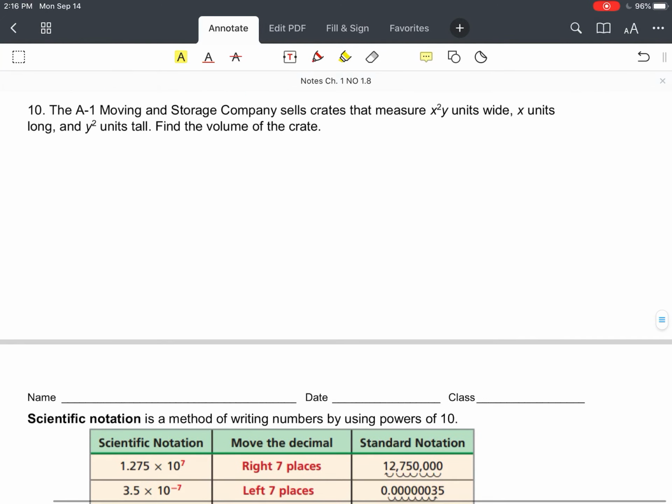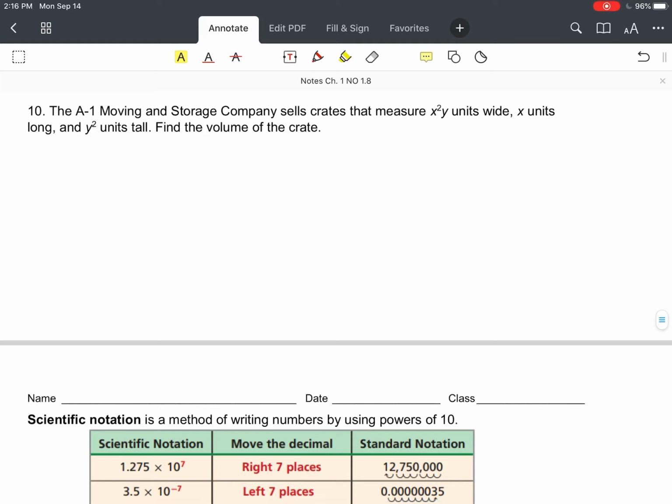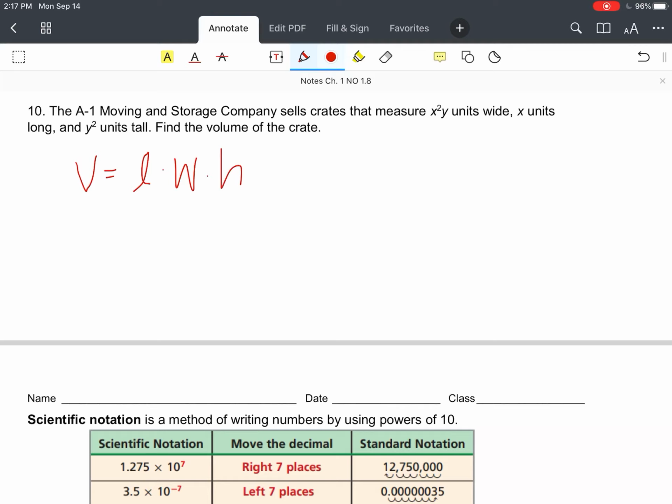Now, number 10. The A1 Moving and Storage Company sells crates that measure x squared y units wide and x units long and y squared units tall. Find the volume. So you may or may not remember from geometry that volume is length times width times height. So it's just a matter of multiplying all these things together. So it's going to be x squared times x squared y times x times y squared.